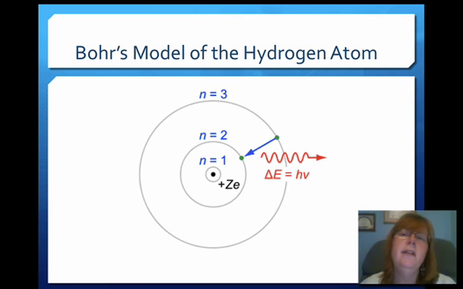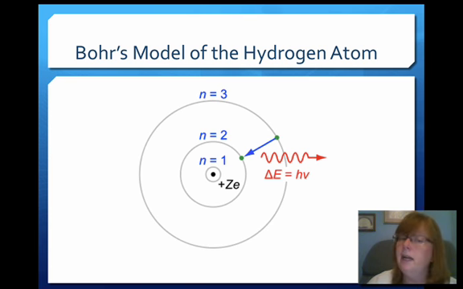Now, his model of the hydrogen atom looked something like this. So he had Rutherford's nucleus with all the protons, and the neutrons hadn't been discovered yet, but he had that positive nucleus in the center of the atom. And then he said that there were orbits where electrons could be. And these orbits were at very specific distances from the nucleus. And that the electrons could be in these orbits.